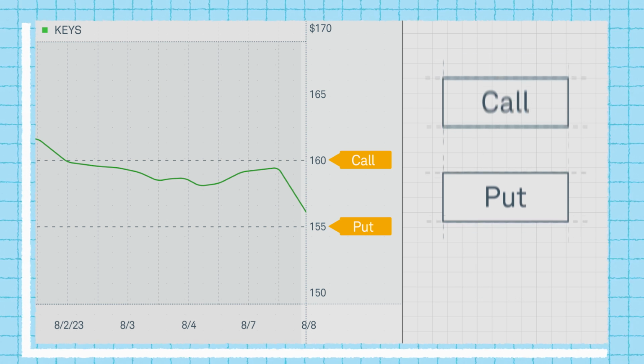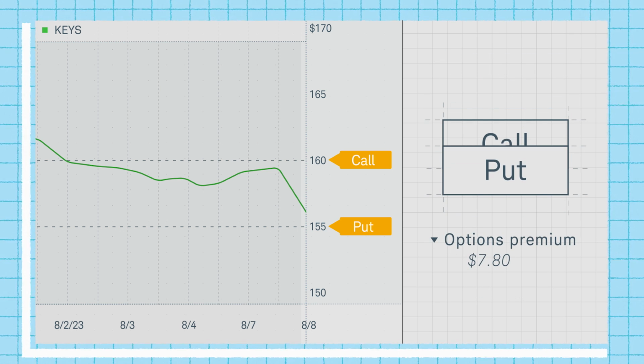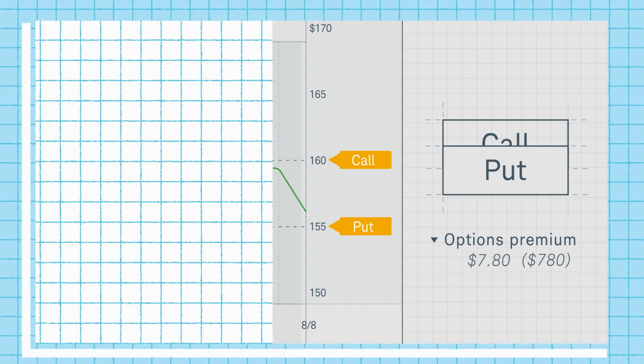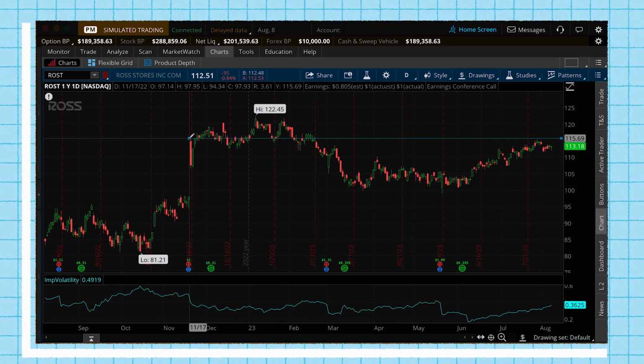The total cost for both contracts was $7.80, which means my max loss is $780, not including commissions and fees. I also placed a long strangle on Ross. The chart for Ross was basically sideways, which is fine if implied volatility rises.